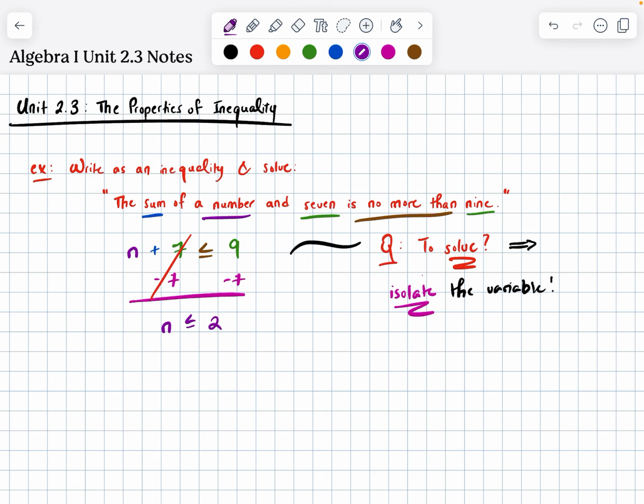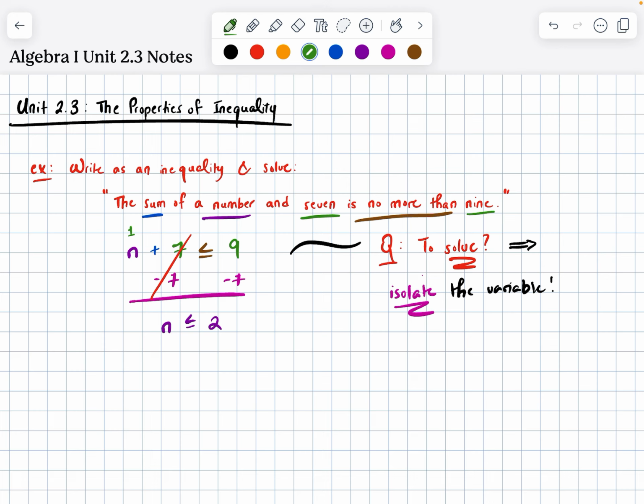Does this make sense? Well, let's check. If I wanted to see if n less than or equal to 2 is actually my solution, well, I can always check my work by plugging it in. I've got 2 options here. Well, if I plug in that 2, because I could be less than or equal to, well, then this would become 2 plus 7. Is 2 plus 7 less than or equal to 9? 9 is equal to 9. So yeah, that one works.